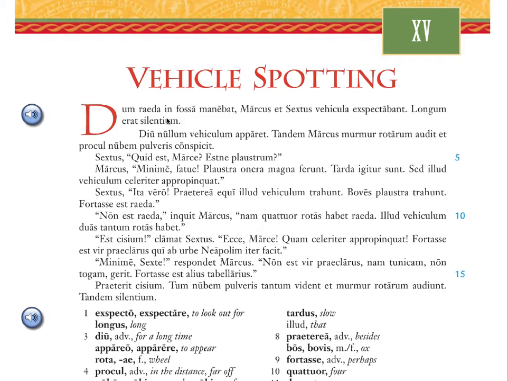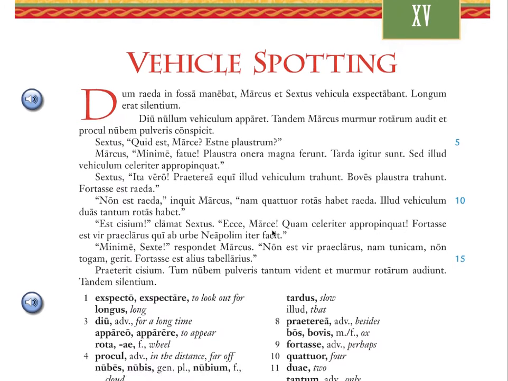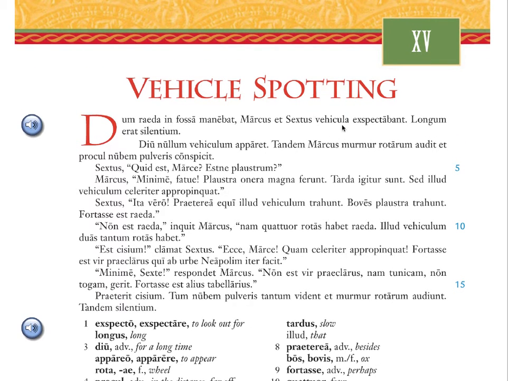I'm just going to read maybe these first two lines here. Dum rheda in fossa haerebat, Marcus et Sextus vehicula exspectabant, longum erat silentium. So while the carriage was staying or was remaining in the ditch, Marcus and Sextus were looking out, notice again, imperfect tense, were looking out for vehicles. Vehicle itself is actually also a neuter noun, but it's not given down below here because I think the idea is that it's so obvious that it is vehicle.